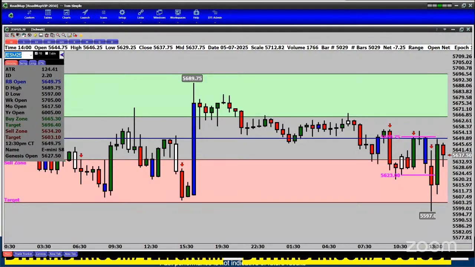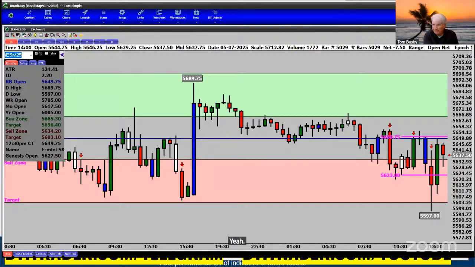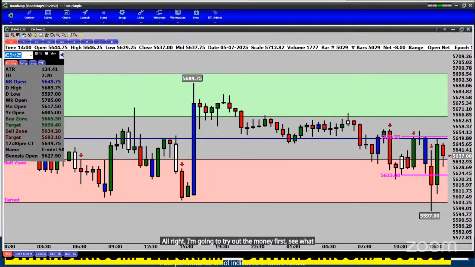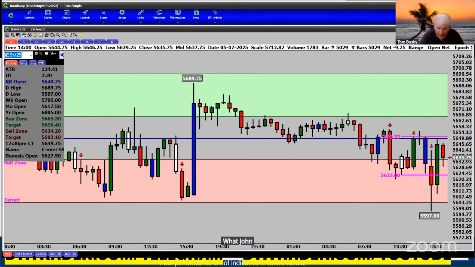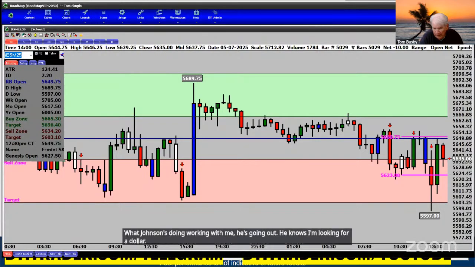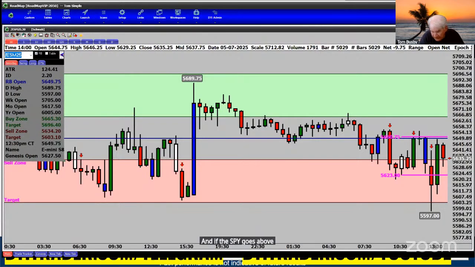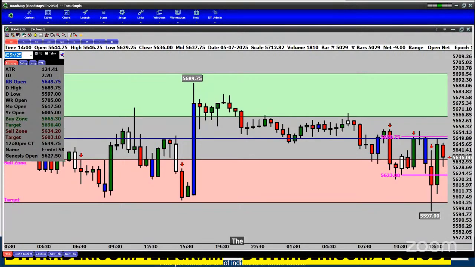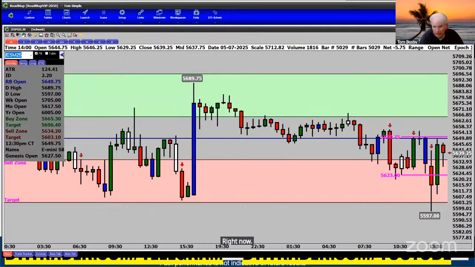SPY's at 560. You're looking for a 3 wide for a buck? Yeah. All right, I'm going to try at the money first, see what they have to offer, and then we'll go from there. What Jonathan's doing working with me, he's going out, he knows I'm looking for $1. And if the SPY goes above 50 or E-mini goes above 55, I'm going to buy the SPY 9 days out and risk $1 on this trade. The 570, 573 is 95 cents right now. Let's go there if we get a trigger on the E-mini.